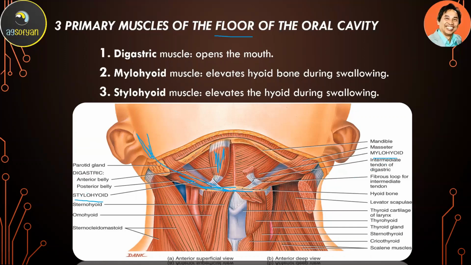Mylohyoid muscles are going to be the big ones over here. They're also going to the hyoid bone over here. So this is the muscle on the floor of our mouth.